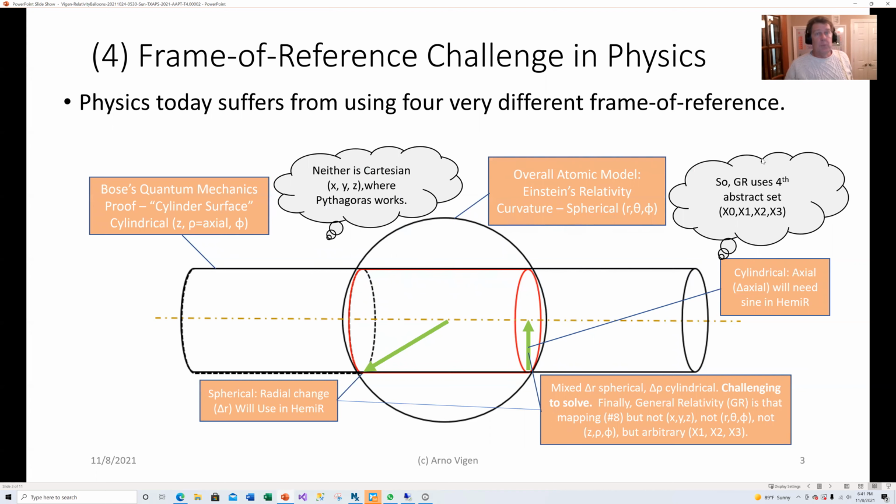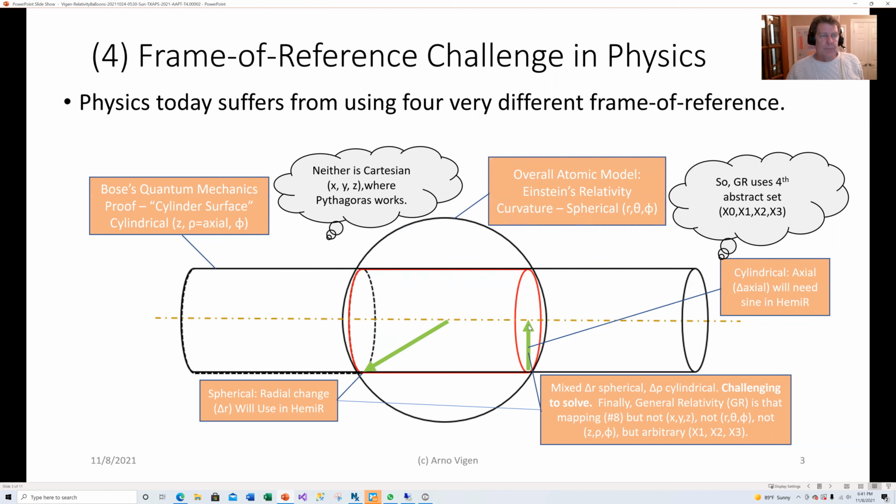Now, of course, the problem is that when you get to relativity, Einstein threw up his hands and said, well, I can't make this work. So he used an abstract set that he called x0, x1, x2, and x3. x1, 2, 3 being the x, y, z, this one, or the spherical. You see, when you have the radius, that's say nucleus to electron, that's a radial calculation, and we will use that in hemispherical relativity. However, when we're doing the longitudinal rings, the electron subshells, we'll use this green axial force.